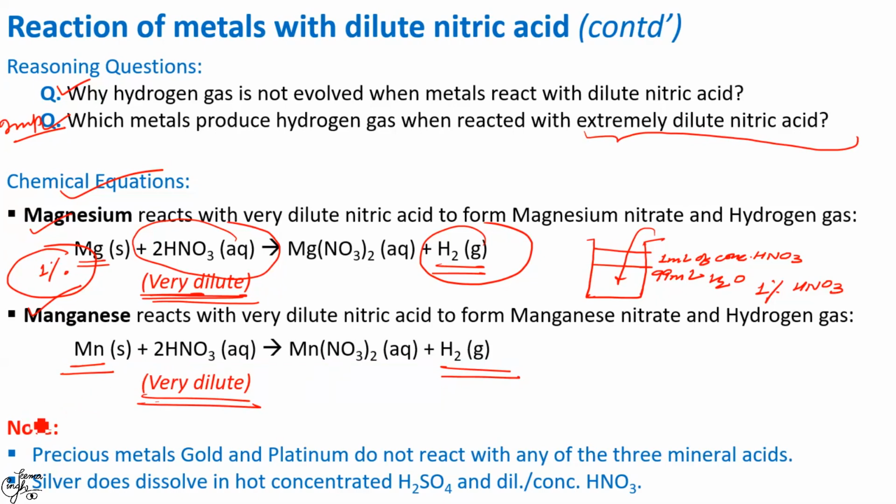Coming to the reaction of precious metals with acids, silver, gold, and platinum are placed below hydrogen in the reactivity series and thus are expected not to react with dilute acids. Gold and platinum do not react with any of the three mineral acids. It could be dilute H2SO4, hydrochloric acid, or nitric acid.